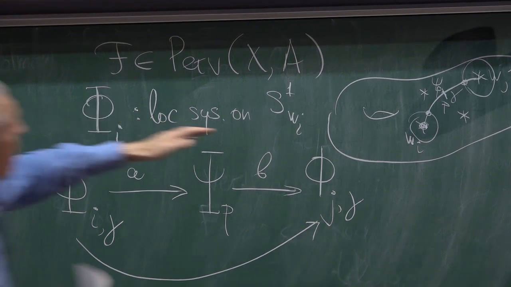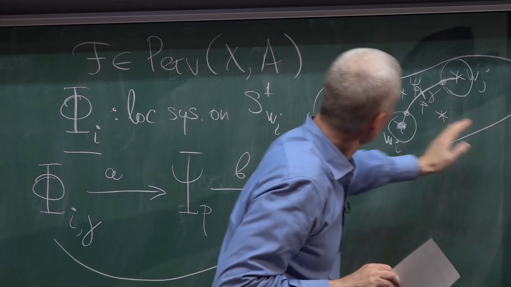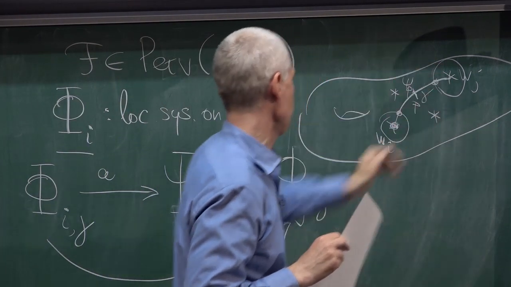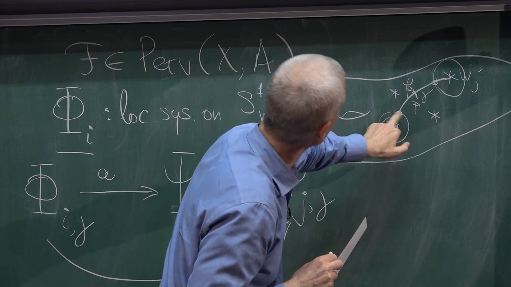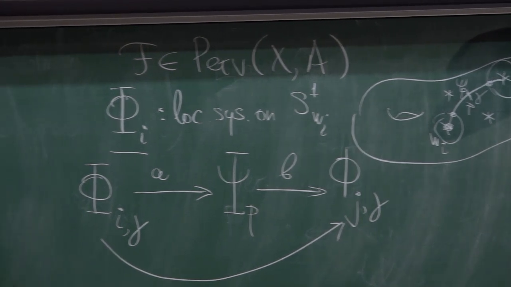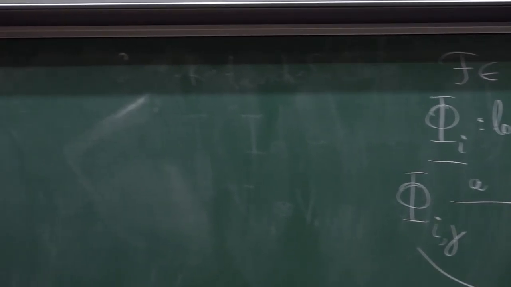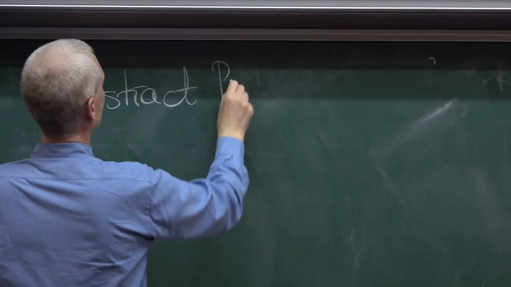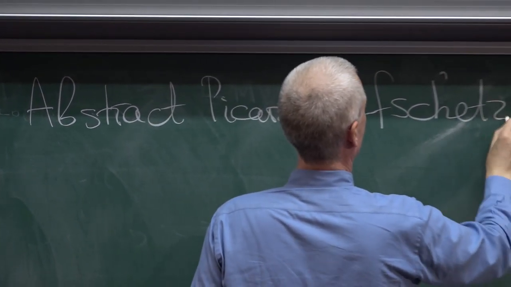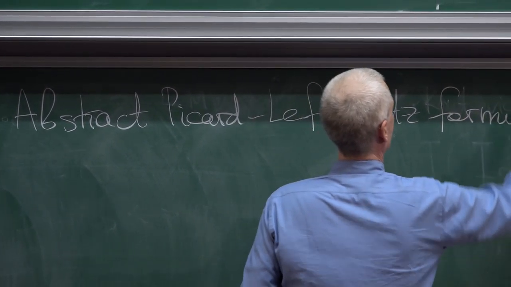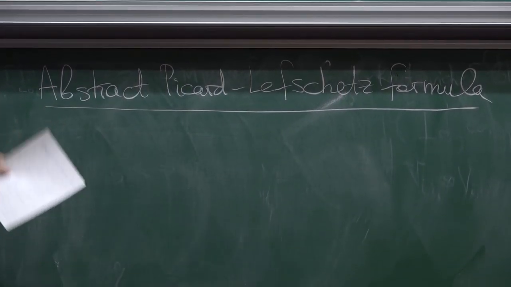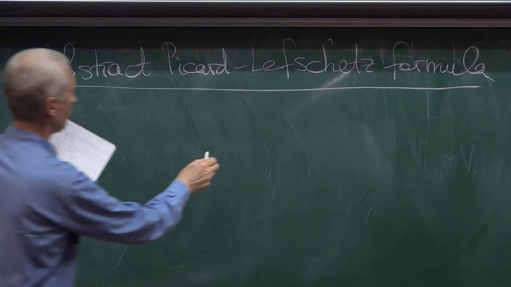But when we move the path across some other point, this map changes. It's topological, so unless we hit something, it's going to be the same, modulo the identification of the stalks given by the local system. So when we move across a point, we have the so-called abstract Picard-Lefschetz formula, which is a version of the wall crossing formula in this elementary context, in this baby context, if you want.